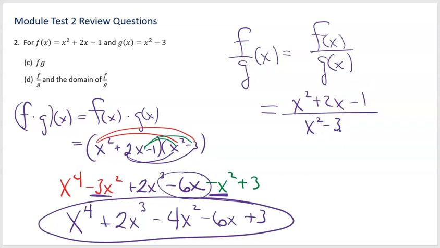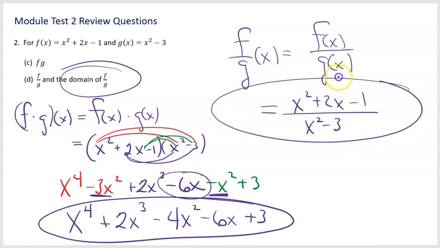Now, if the numerator and the denominator would factor, I need to do that to see if any factors would cancel. But there are no numbers that both multiply to be negative 1 and add to be positive 2. And the denominator is not a difference of squares either. So neither the numerator nor the denominator factor. But I also asked you to find the domain of f divided by g. So here's what I know. This is f divided by g of x because nothing canceled.